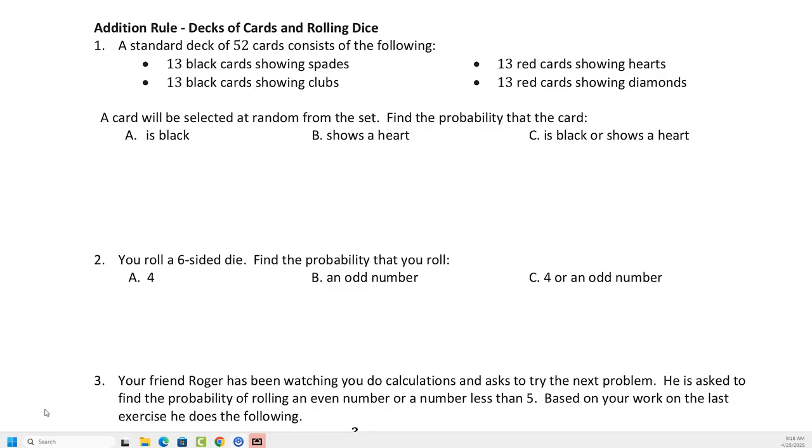It says here that a standard deck of 52 cards consists of the following: 13 black cards showing spades.